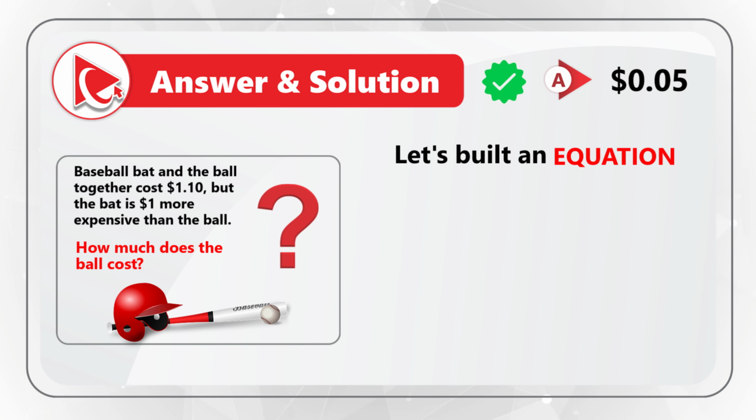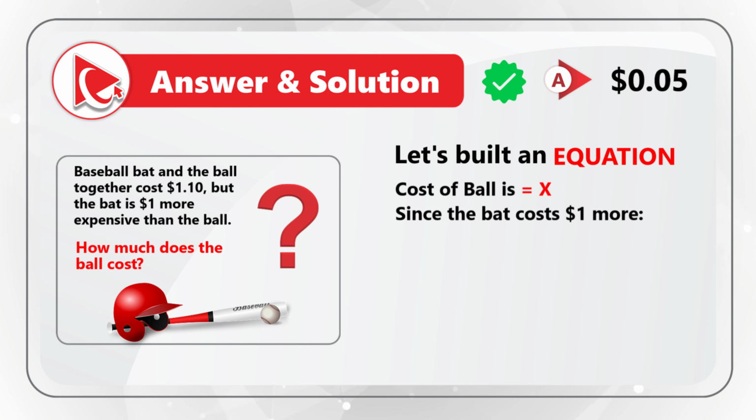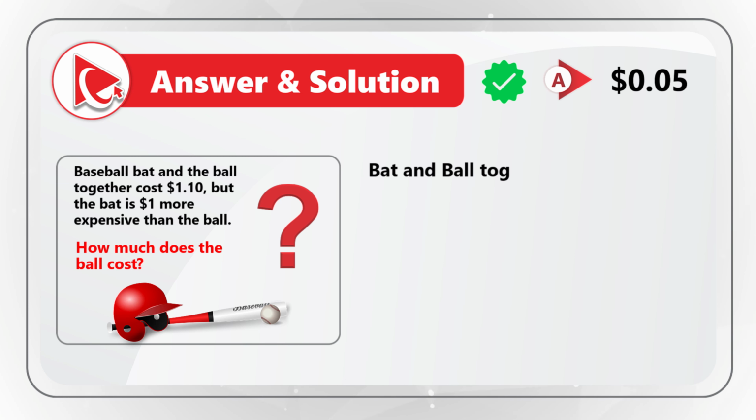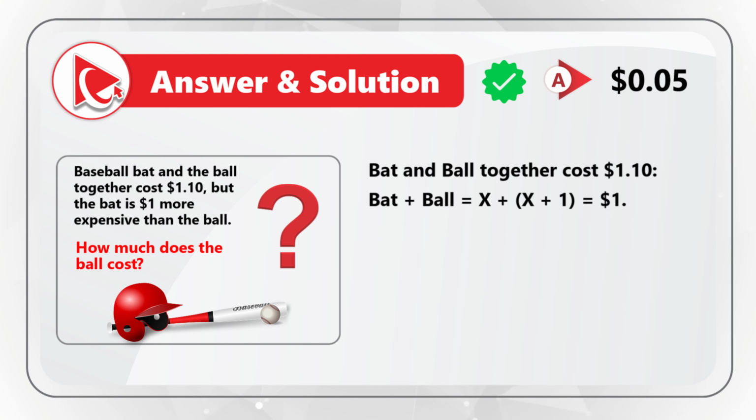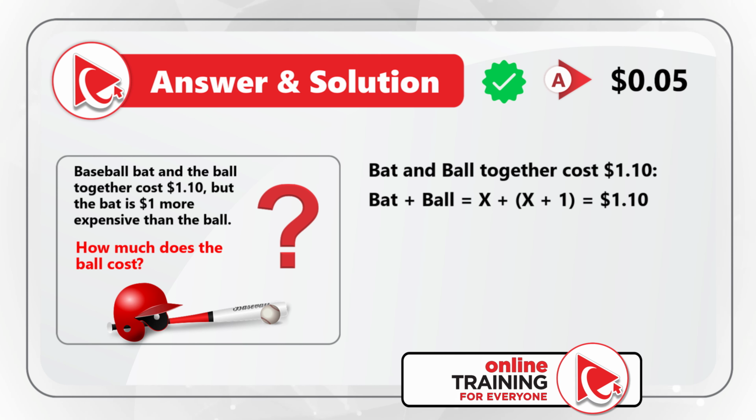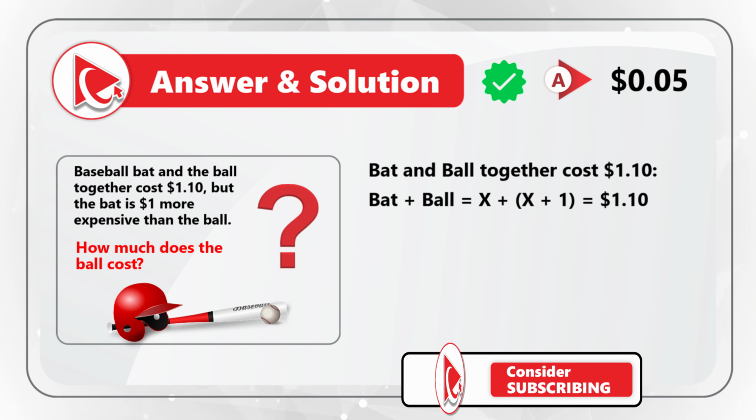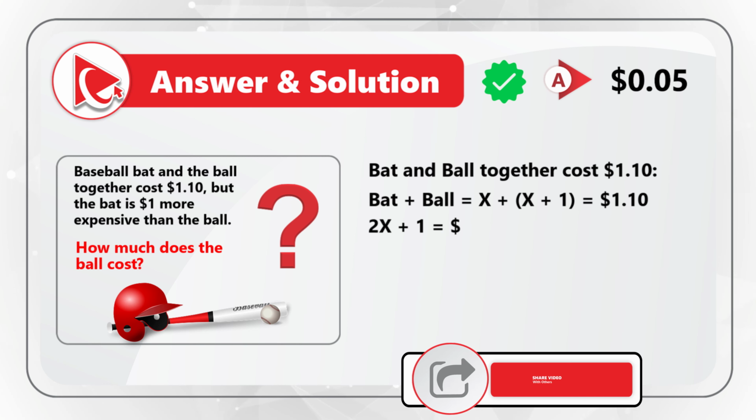Let's build a quick equation. The cost of a ball would be X. And since the bat costs $1 more, the cost of the bat would be X plus $1. Now we can take advantage of the fact that the ball and the bat together cost $1.10. Bat plus ball would be X plus X plus 1, which would be equal to $1.10, which would mean that 2X plus 1 would be equal to $1.10.